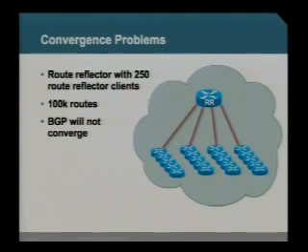Some convergence problems. Ooh, my network is converging far too slowly, or BGP is converging far too slowly, or BGP takes half an hour to bring up BGP sessions. Something like this. I mean, this is a pretty old example now. Route reflector with 250 route reflector clients. That's not really a silly configuration. There are quite a few lying around like this. You've got 100,000 prefixes, and you find that BGP will never, ever converge.